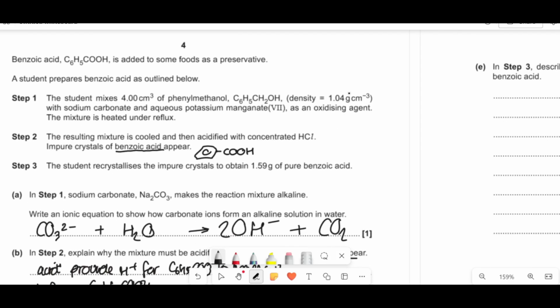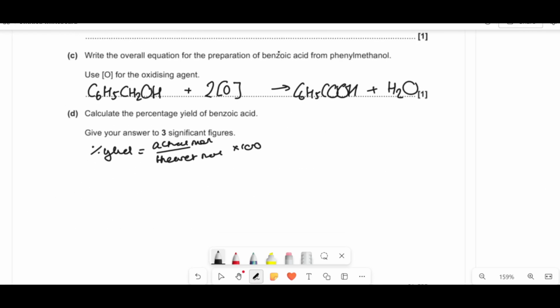Now that's a good clue, because if we have the volume and we have the density, 1 centimetre cubed has this mass, so this must have 4 times that. Density equals mass over volume. So now we can at least conclude that the mass of phenyl methanol we'd used would have been 1.04 times 4. I'm going to scribble that down somewhere.